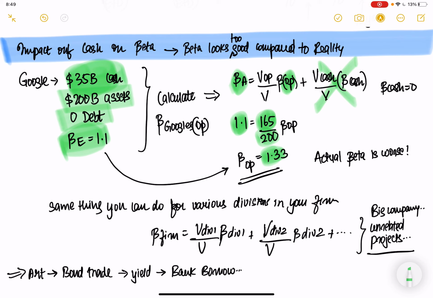So basically, even within your firm, you can have multiple divisions, multiple departments. Each one of them has its own beta, and it might be worth finding out what the real beta of a company is, and cash actually makes it look really good compared to what it is.